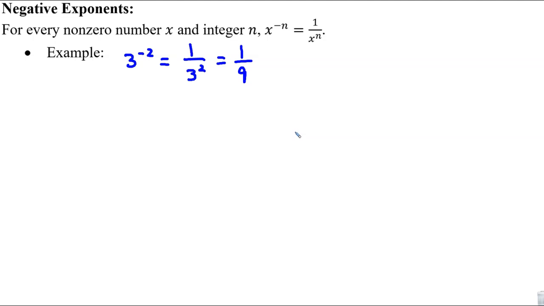All right, so what I do with that negative exponent is to make it positive, I will flip my base to the other side of the fraction, and then I can evaluate it as a positive exponent.